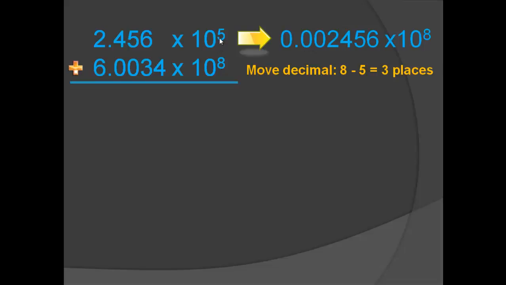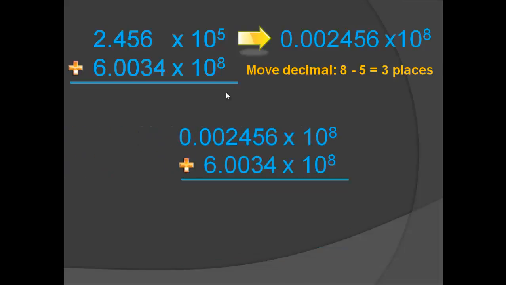That means if I'm going to move 2.456 and I want to make this exponent 8, I have to move the decimal point 3 spots to the left, making it 0.002456 times 10 to the 8th. Now you see this exponent right here is exactly the same as this one. Now we can actually add these numbers together, and all you would do is add the numbers like normal, and you'll get 6.0059 times 10 to the 8th. The exponent doesn't change anymore because you've already made the change before.